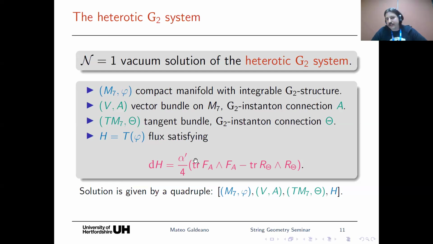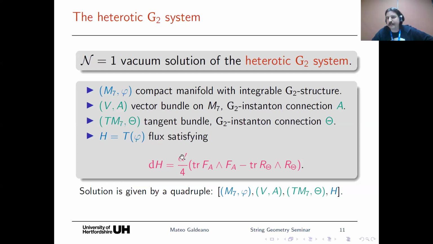But the magic of this system comes from this equation. This is called the heterotic Bianchi identity. And what it's doing is coupling the G2 structure, which enters through here, with these connections in these bundles, because otherwise they would be just independent, but this additional condition couples them together, and is the meat of the problem and what makes it hard to find solutions.